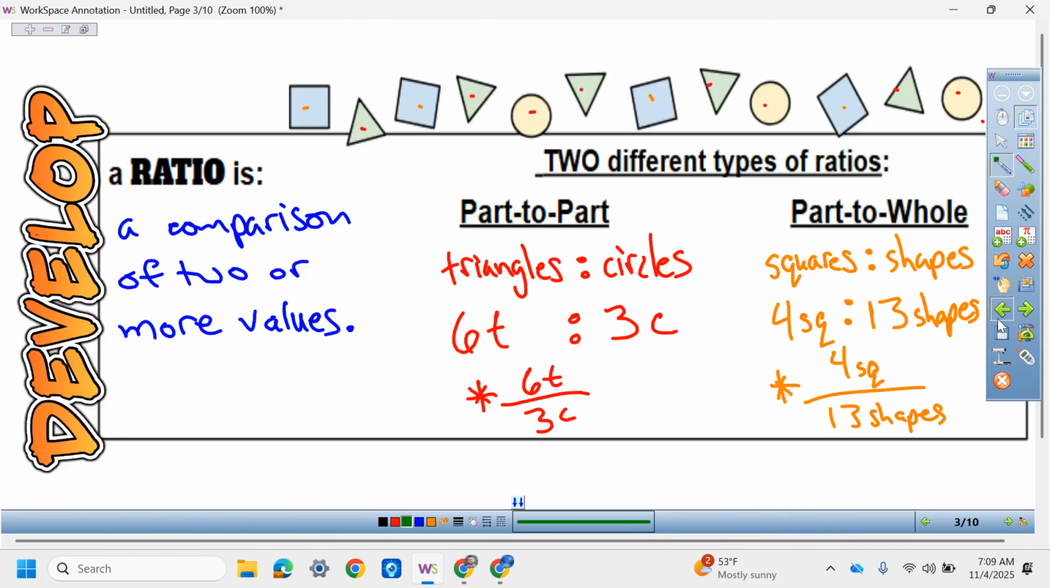If we go back to our shape story, take a look at this. 6 triangles to 3 circles. Well, doesn't that mean that there are 2 triangles for every 1 circle? That is a unit rate.